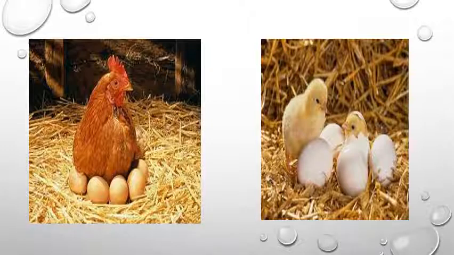If we talk about the hen, a hen takes 21 days for hatching. After laying, an egg takes 21 days to develop as a chick. So the incubation period for a hen is 21 days. At the end of this incubation period, a baby bird breaks the shell of the egg and comes out.